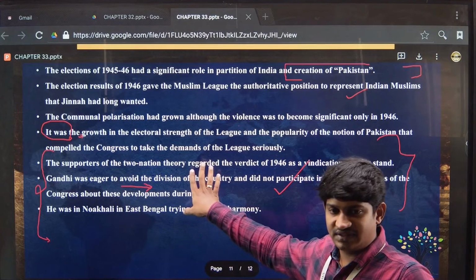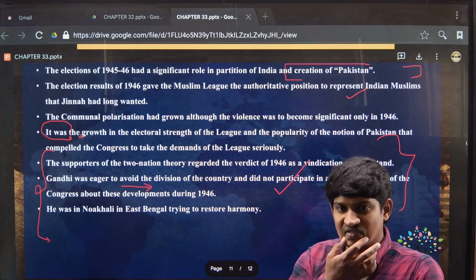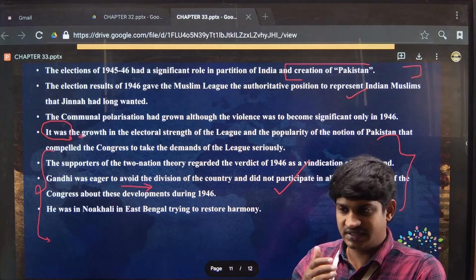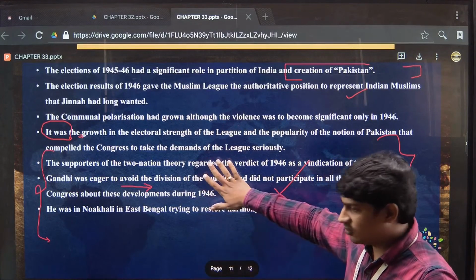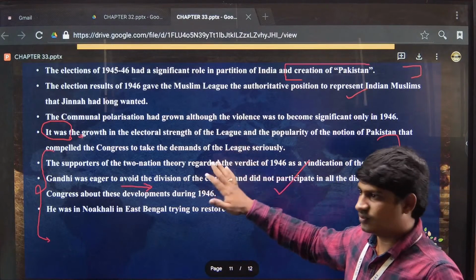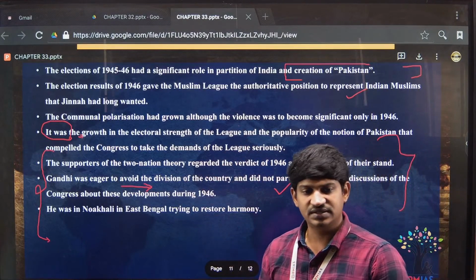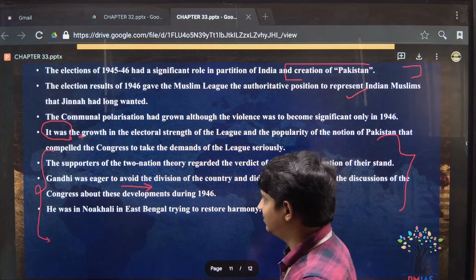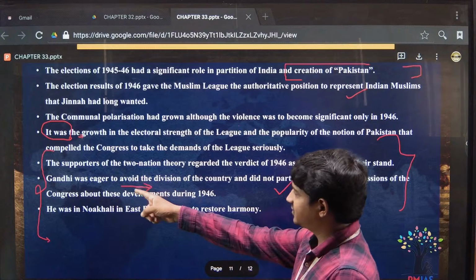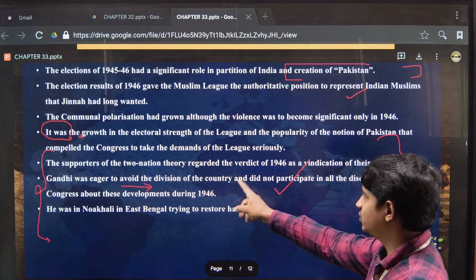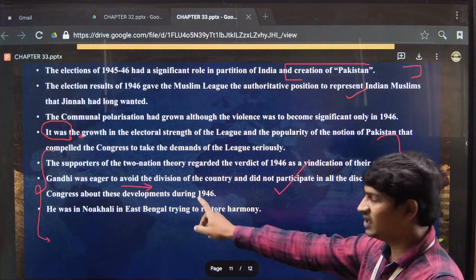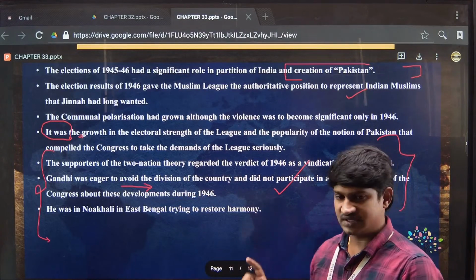But after this election, Congress was forced to consider the mindset among the Muslim population. They were thinking that we need a separate Muslim dominated area as per the demands of the Muslim League. And Gandhi, who was eager to avoid the division of the country, did not participate in the discussions of the Congress during 1946.